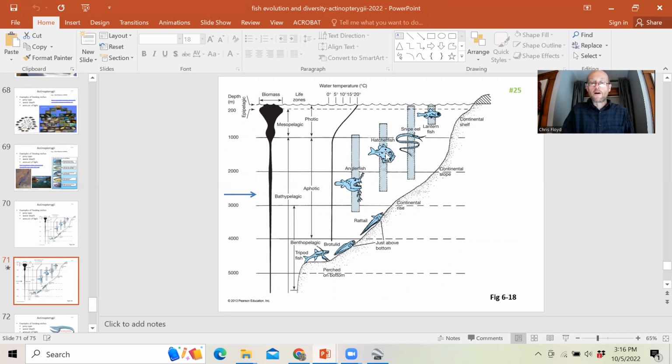But anyway, what we're seeing here is niche diversification. You have species that are adapted to the conditions at those levels and aren't found anywhere else. So it's very hard to study them. Another thing is water temperature.